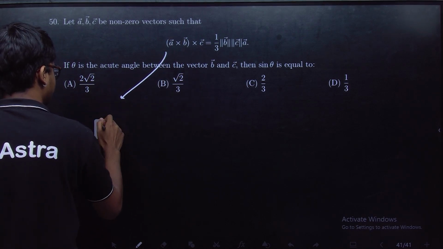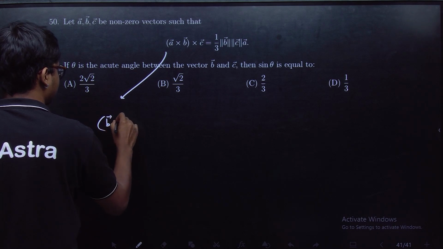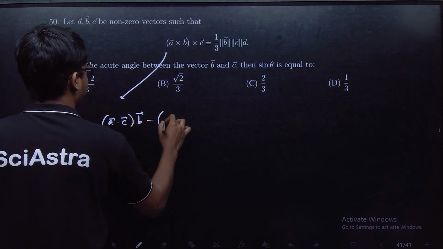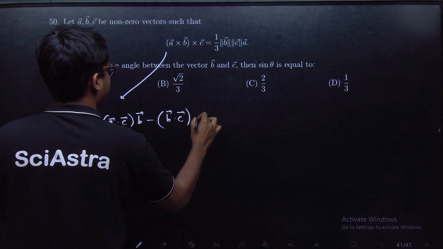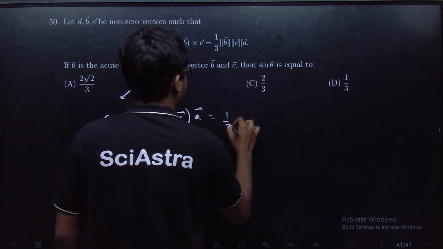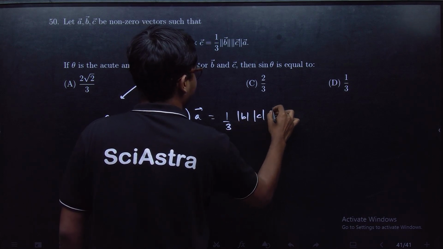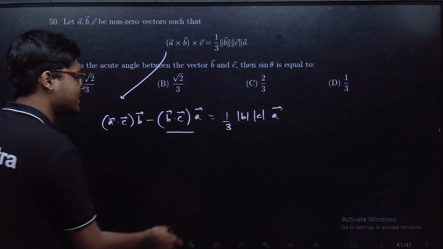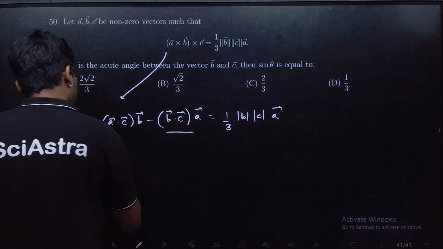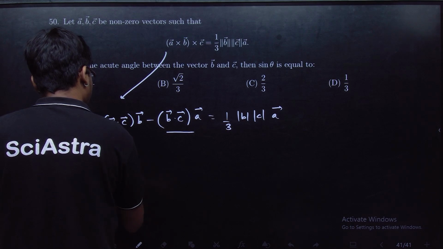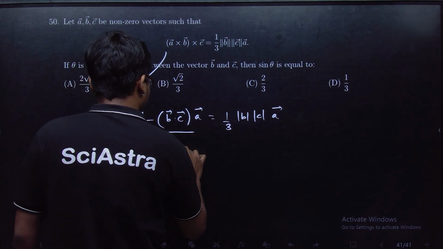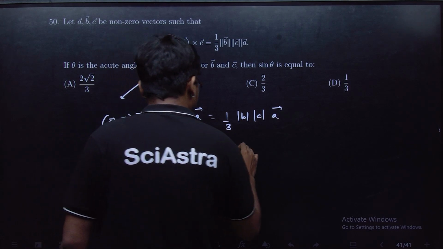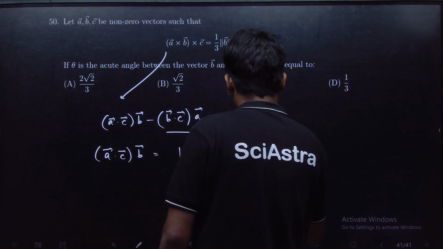So this can be written as A dot C times B vector minus B dot C times A vector. And that is nothing but 1 by 3 mod B mod C A vector, right? Now send this to the other side. What is B dot C? It's nothing but mod B mod C cos theta. So I'll get that A dot C times B vector is, if I take mod B mod C outside, mod B mod C times 1 by 3 plus cos theta times the A vector.